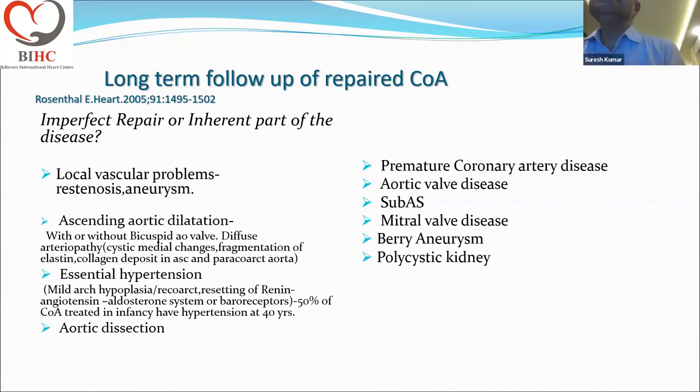Let's also remember that coarctation requires long-term follow-up. You have all sorts of problems like local vascular problems, ascending aortic dilatation, essential hypertension, aortic dissection. Be on the lookout for premature coronary artery disease. Remember, 50% of coarctation in children have hypertension at the age of 40 years, be it due to imperfect repair or due to inherent part of the disease. And all these are potential problems in adulthood.